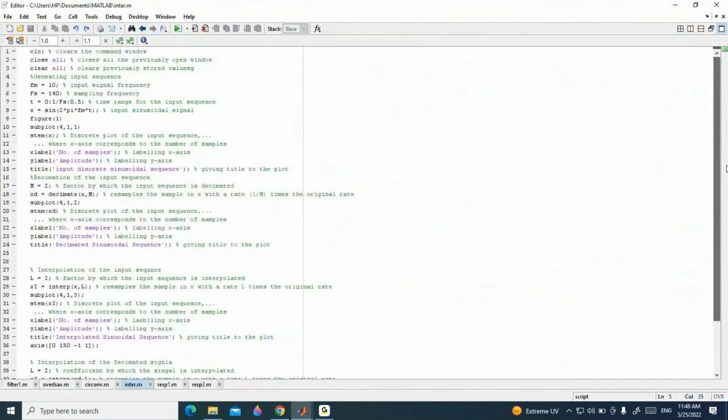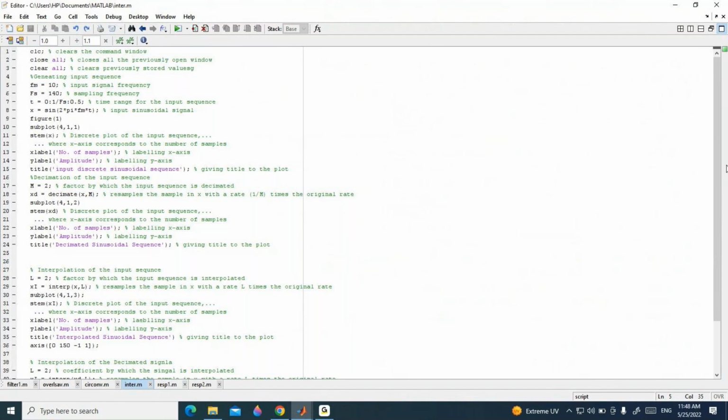Dear students, here we discuss the implementation of interpolation and decimation by using MATLAB. What do you mean by interpolation and decimation? Decimation means reducing the sampling rate, that is, the number of samples per second. Similarly, interpolation means increasing the sampling rate.